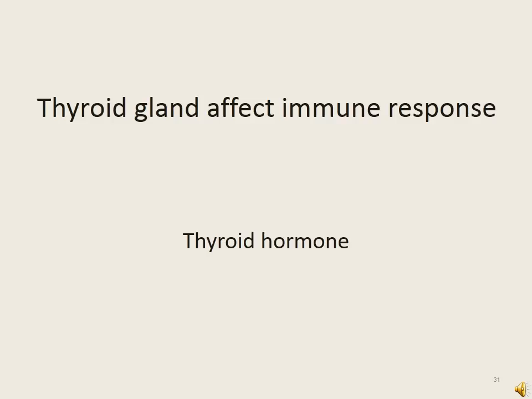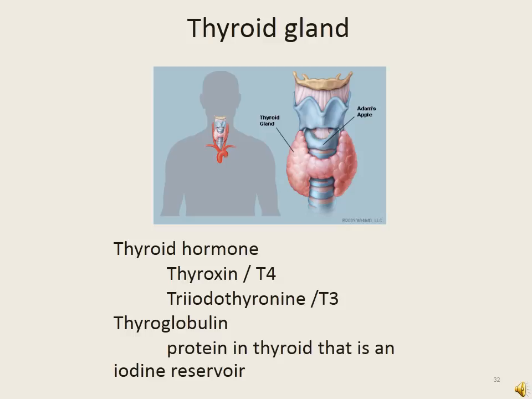The effect of thyroid gland or the thyroid hormone on the immune response. This slide is a figure showing where the thyroid gland is and what the hormones produced in the thyroid gland are. It is the thyroxine or T4 and the triiodothyronine, the T3, as well as the thyroglobulin, okay, which is the protein in the thyroid that will act as the iodine reservoir.